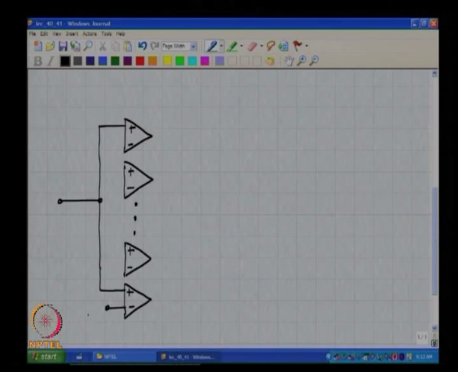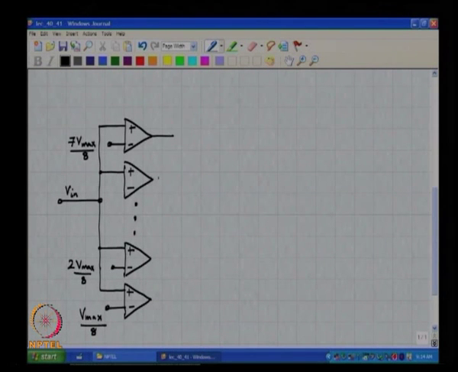And the references go from V max by 8 to 2 V max by 8 all the way to 7 V max by 8. And you therefore get a code at the output.